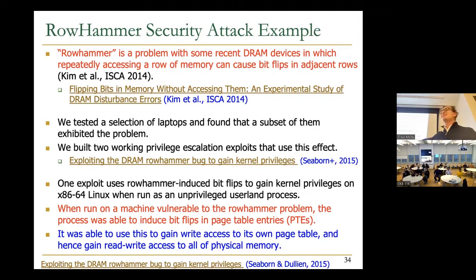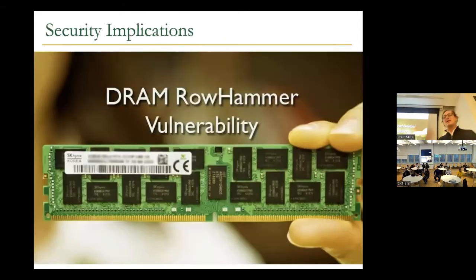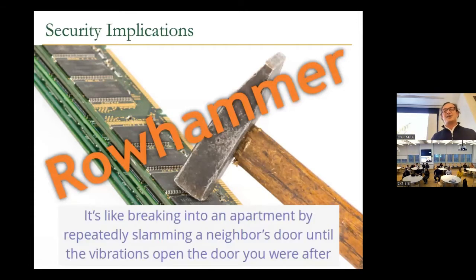It's a beautiful attack. And these folks actually have a beautiful Black Hat presentation. If you're interested in security, this is a good place to start. Although there's been a lot more literature on top of this after that. Later, this became famous as the RowHammer vulnerability. And one famous hacker on the internet said RowHammer is like breaking into an apartment by repeatedly slamming a neighbor's door until the vibrations open the door you were after.